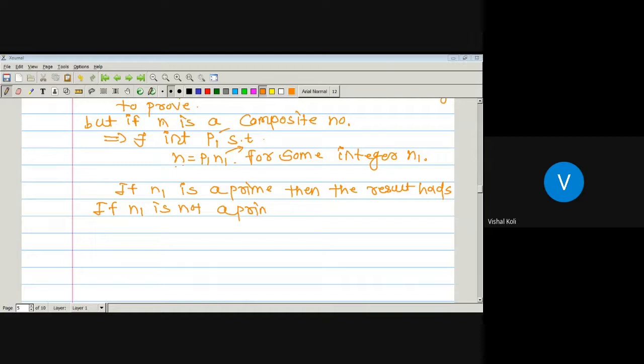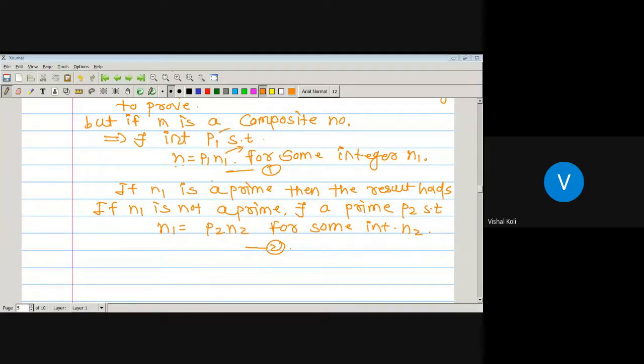Now if n1 is not a prime, it means it is a composite number. As n1 is a composite number, it must have a divisor other than 1 and n1. So there exists a prime p2 such that n1 is nothing but p2 into some n2, for some integer n2. Let us take this one as equation number 1, this one as equation number 2. If n1 is prime, then n is a product of p1 and n1, so n can be expressed as a product of primes, and the result will be true for this case.